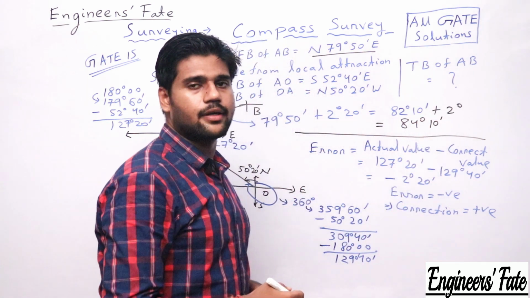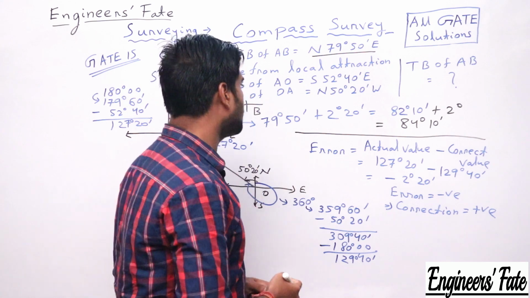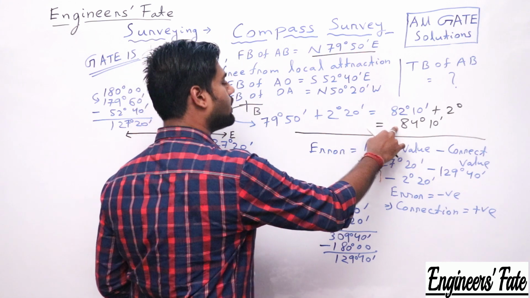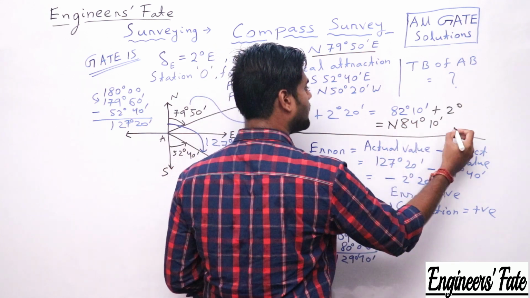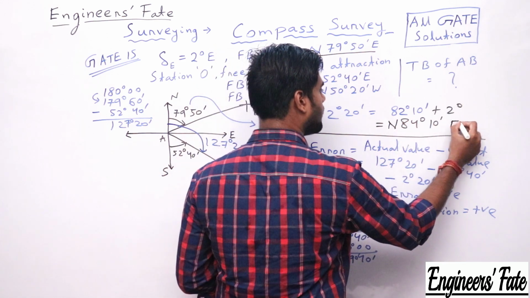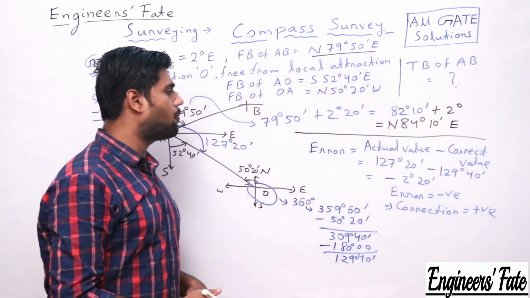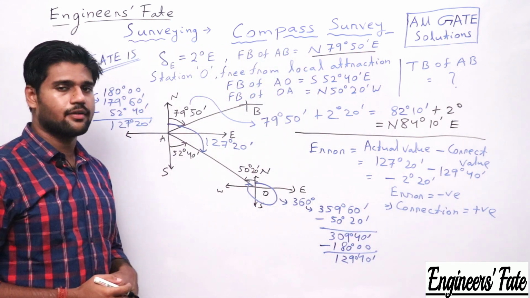Again I have to convert into quadrantal system of bearing. So this 84 degree 10 minute lies in the first quadrant. So this will be north 84 degree 10 minute east. So I hope you have understood this thing.